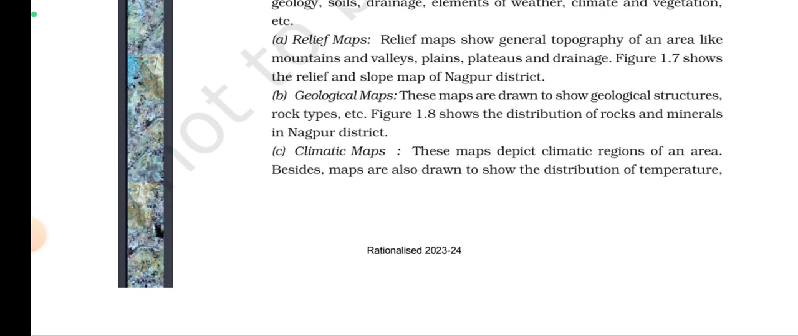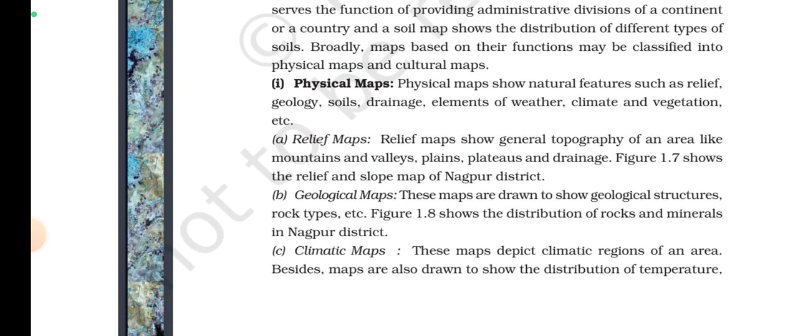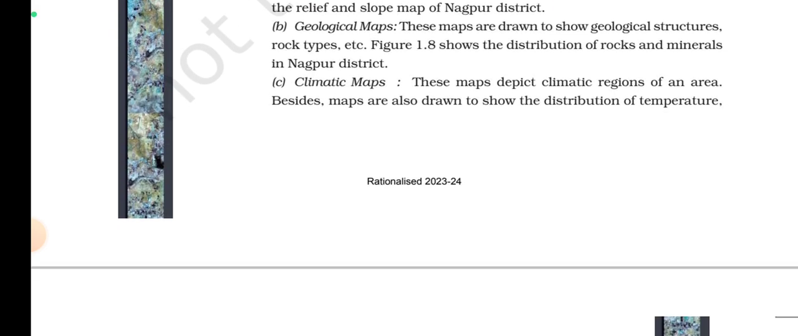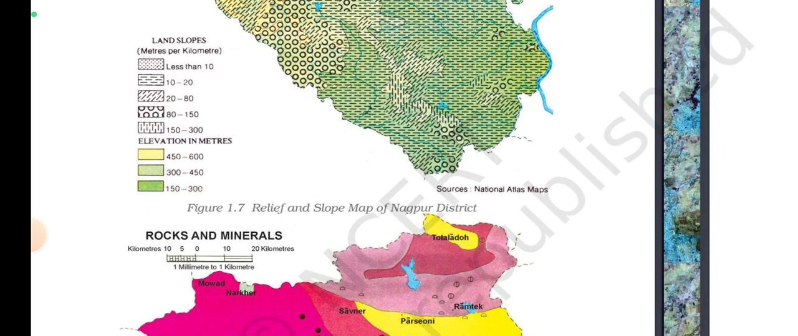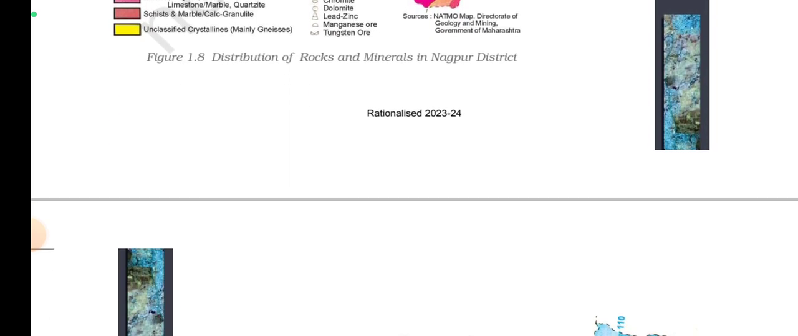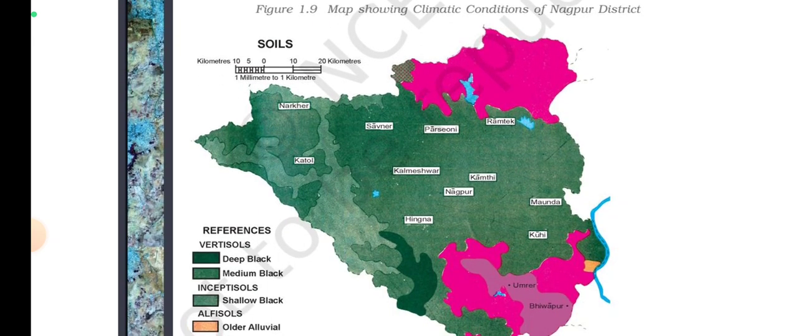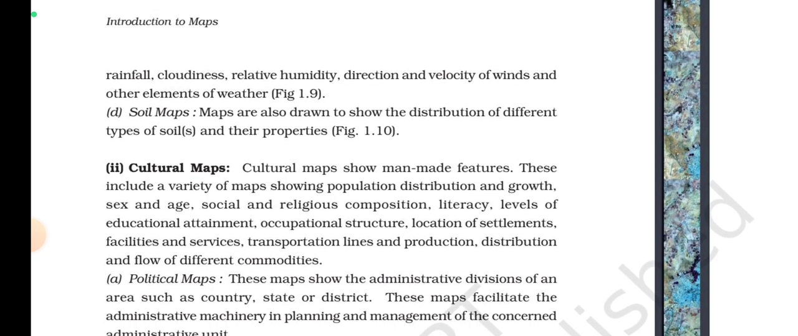Relief maps show the general topography of an area like mountains and valleys, plains, plateaus and drainage. Geological maps are drawn to show geological structure, rock types, etc. Climate maps depict climatic regions of an area. Besides, maps are also drawn to show the distribution of temperature. So here it is distribution of rocks and minerals in Nagpur district. So this is a geological map. And climatic conditions, so this is a climatic map. Soils in Nagpur, so this is a physical map.